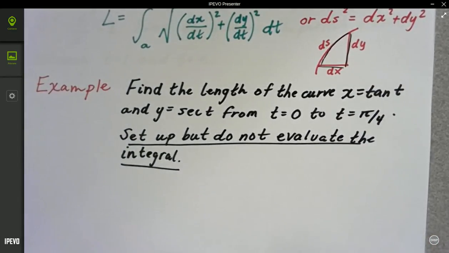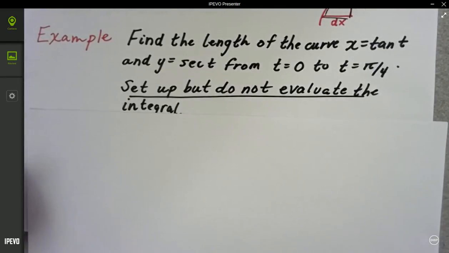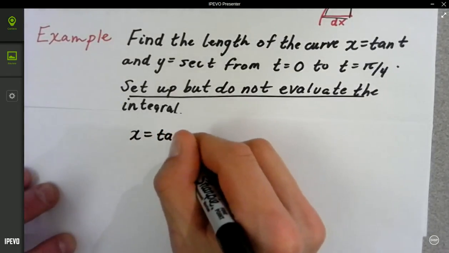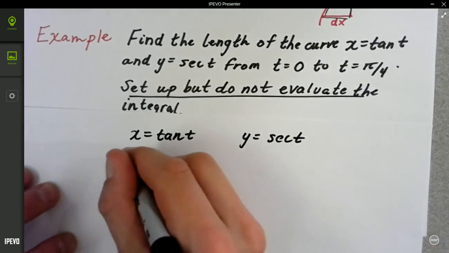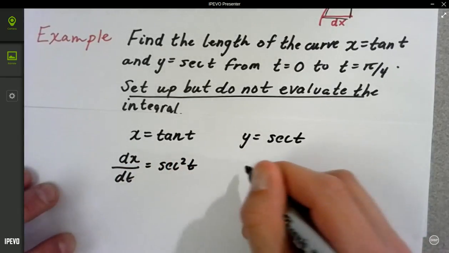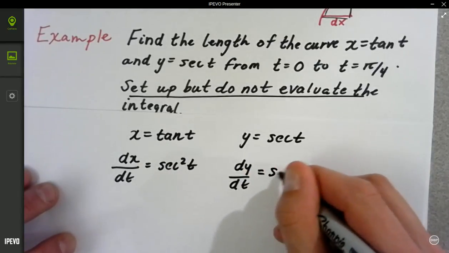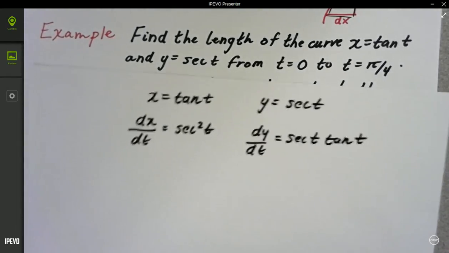The first example is going to just ask you to set up the integral. We have x equals tangent of t, y equals secant of t, and we're going from 0 to pi over 4. We want that length, but they tell us, hey, just set this up, don't evaluate. So let's go ahead and take those derivatives. dx/dt: the derivative of tangent is secant squared. And dy/dt, the derivative of secant t, is equal to secant t tangent t. Okay, so far, so good.